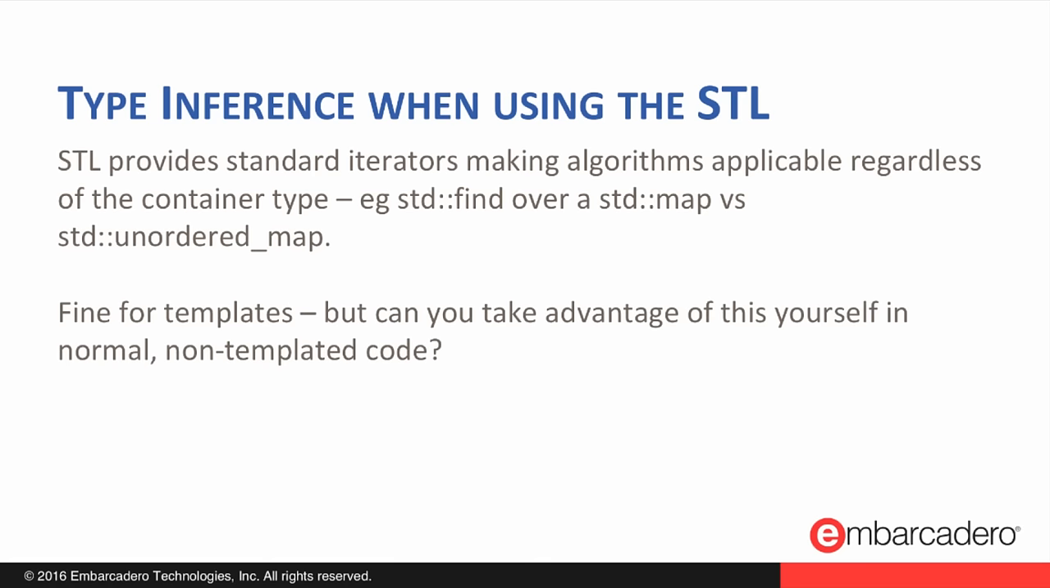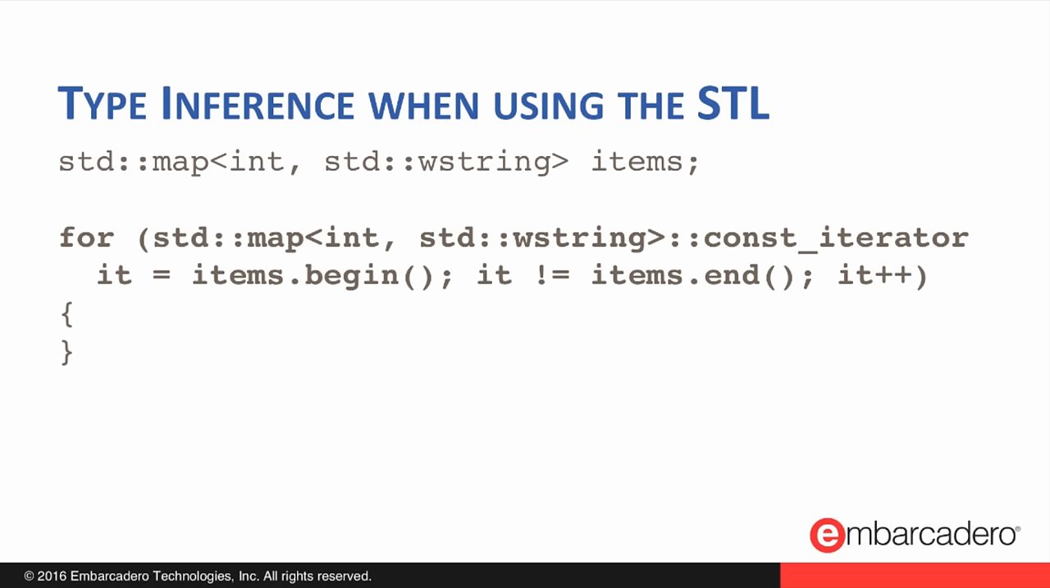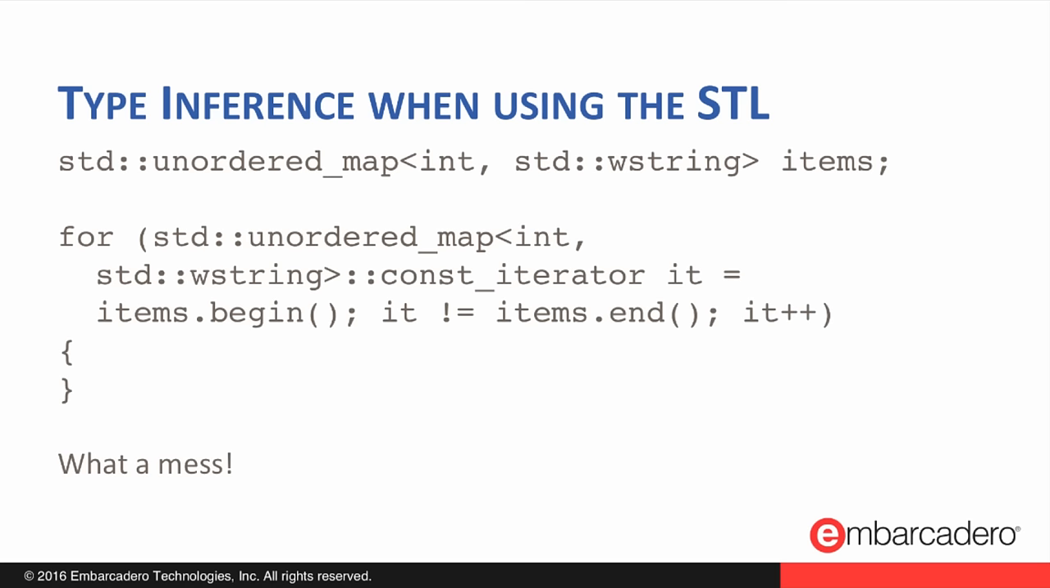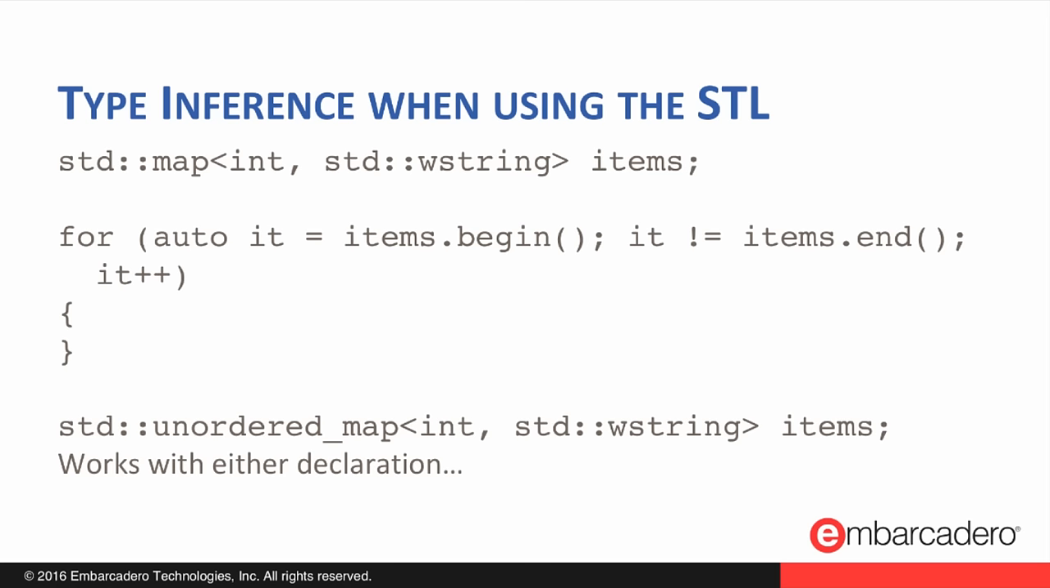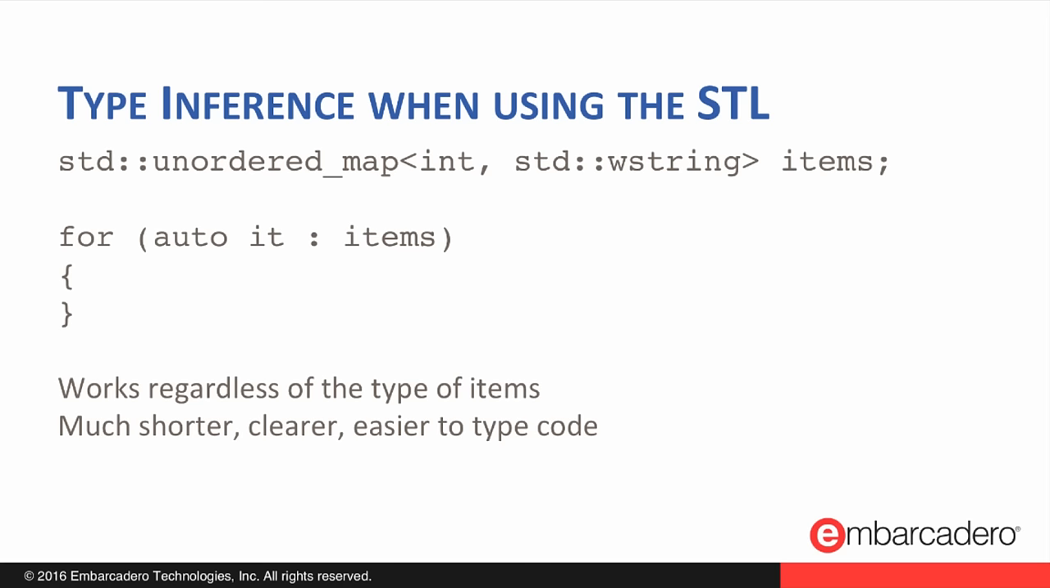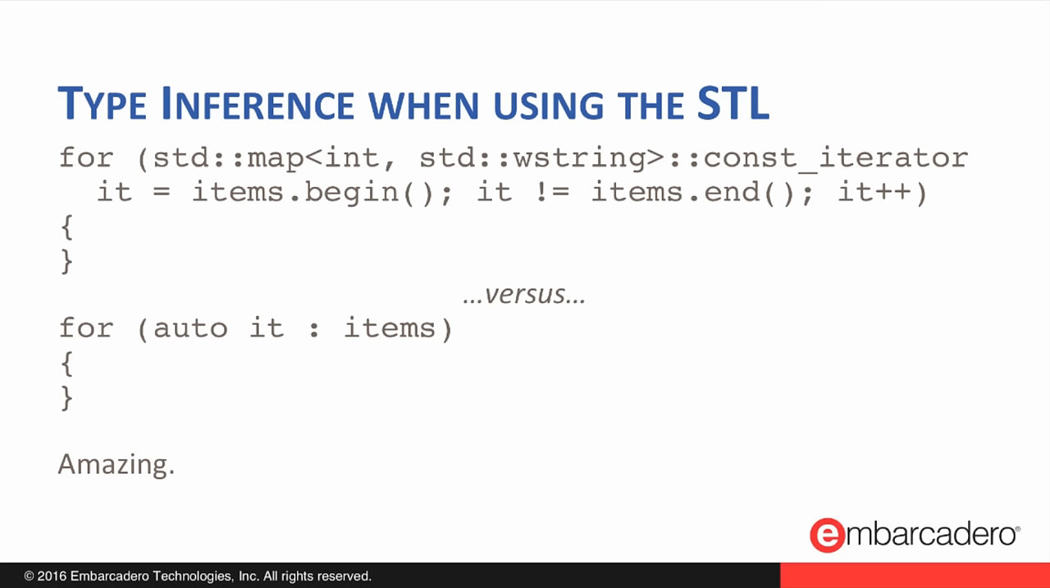For example, consider this code looping over the contents of a map. First of all, that's a lot of typing for a simple for loop. But what happens when we change the map to an unordered map? That will no longer compile, and you have to change the type of the iterator. And that's a real mess for a simple type change. Instead, using auto, and with the type change to unordered map, it still works. But for something even cooler, since the hash map defines begin and end iterators, you can make the for loop even smaller. Compare that to the statement we started with.